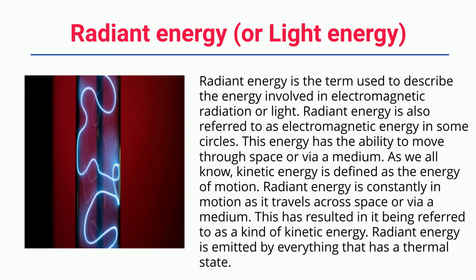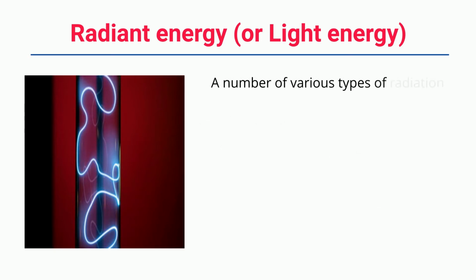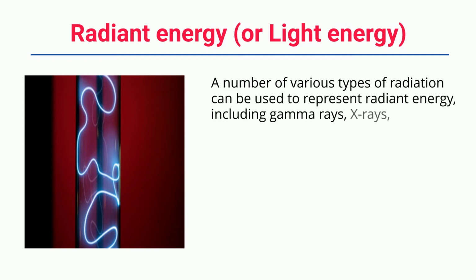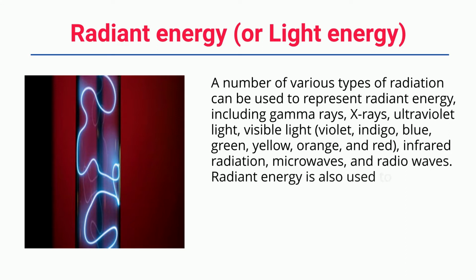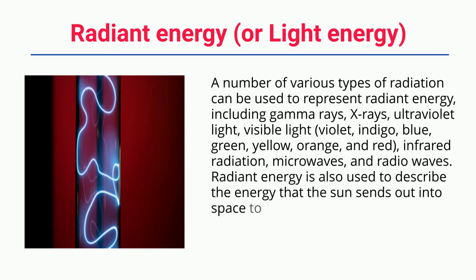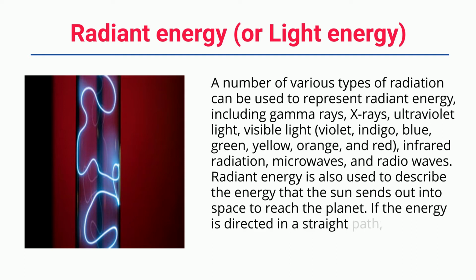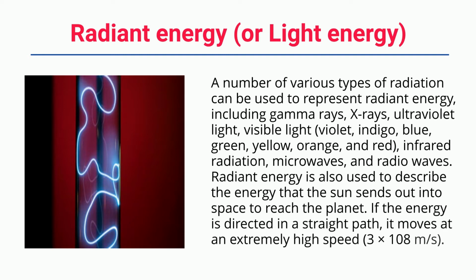Radiant energy is emitted by everything that has a thermal state. A number of various types of radiation can be used to represent radiant energy, including gamma rays, X-rays, ultraviolet light, visible light, violet, indigo, blue, green, yellow, orange, and red, infrared radiation, microwaves, and radio waves. Radiant energy is also used to describe the energy that the sun sends out into space to reach the planet. If the energy is directed in a straight path, it moves at an extremely high speed, 3×10^8 m/s.